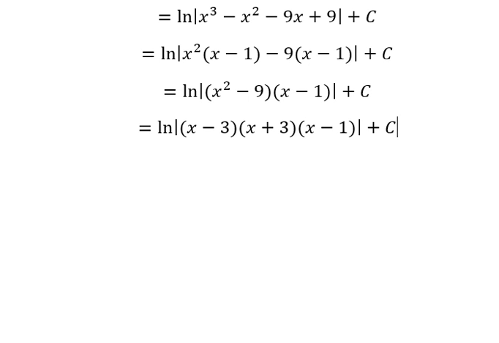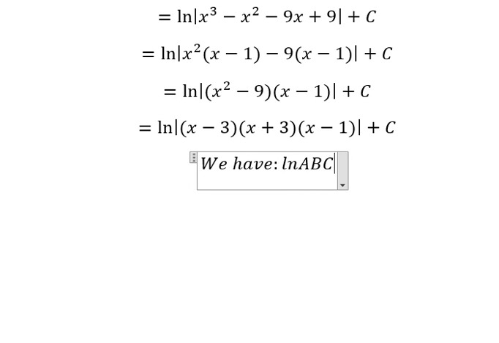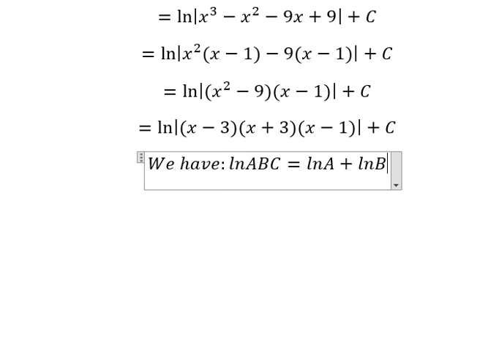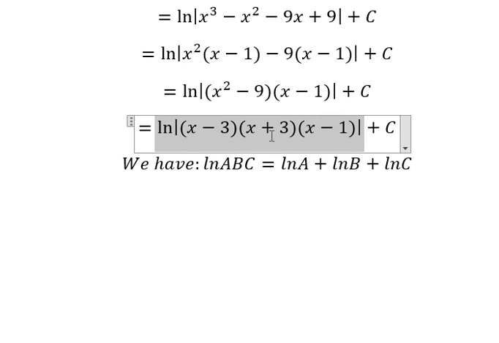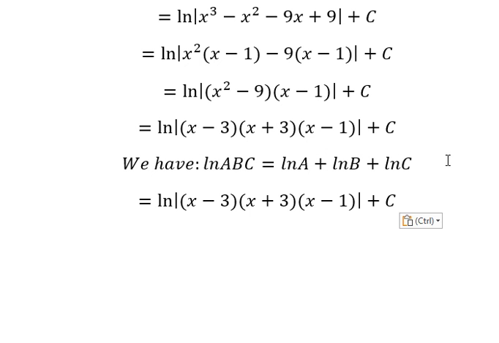Now we have the formula in here. So we have ln ABC equals ln A plus ln B plus ln C. Now we can apply the formula for this one. So this one is A, B and C. And now we have the final answer in here.